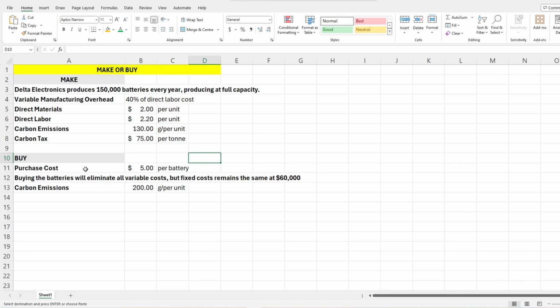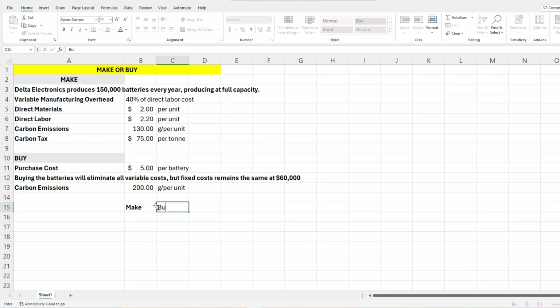All right, and then our buy, so purchase cost is $5 per battery. Buying the batteries will eliminate all variable costs, but fixed cost remains the same at 60,000. And then carbon emissions is 200 grams per unit. So that, again, this is in grams. So the first thing I would recommend to do is to create your table.